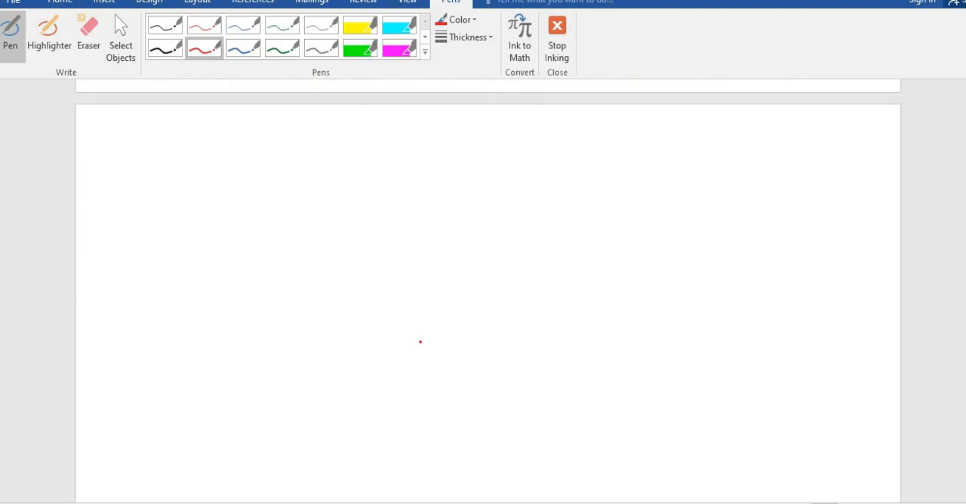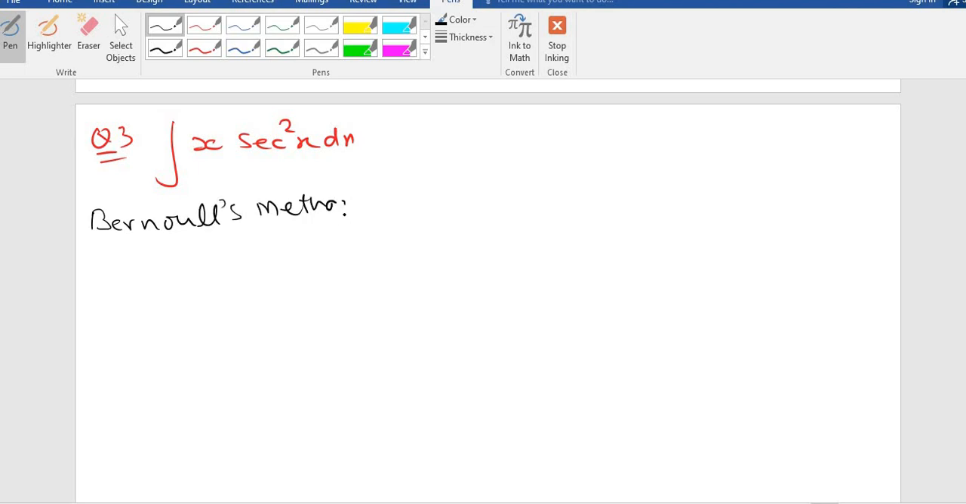Now I am going to pick another question, question number 3, which is given in your handout. The integral of x sec square x dx. Sorry, not x square, this is x sec square x dx. So now you can use both ways. If you use Bernoulli's method, then what happened? I am telling you.